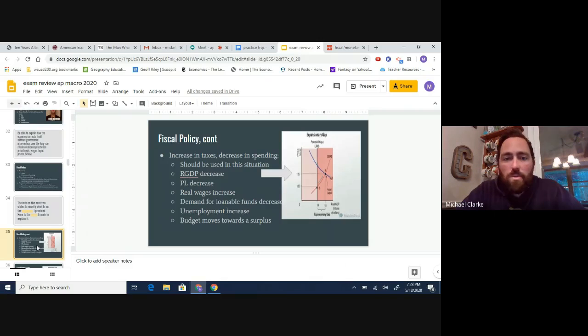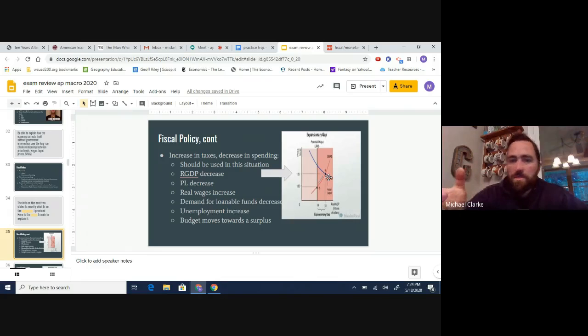Here's how fiscal policy works. If you're faced with an expansionary gap or an inflationary gap, the two terms are interchangeable, meaning the economy's ahead of full employment and at risk of overheating, like is shown in this graph here. What the government theoretically should do is increase taxes and decrease spending.